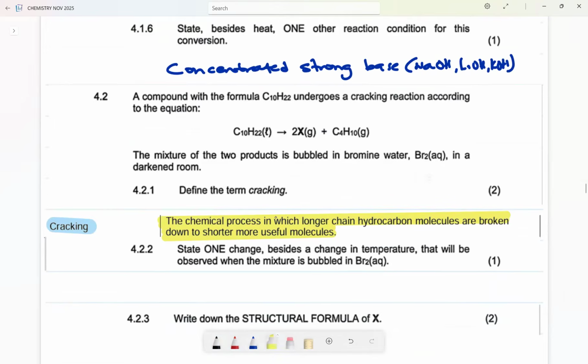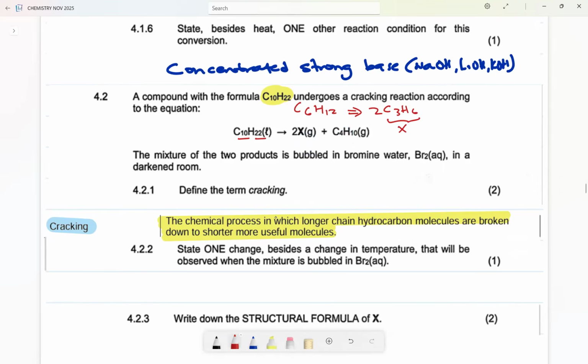Now, we move to 4.2. A compound with a formula C10H22 undergoes a cracking reaction according to the reaction like that. So we know now for us to balance this. If there are 10 here and 22, here we have 4. So it means for us to balance on this side, we will need 6 carbons, and how many hydrogens on this side? 12. Okay, but already there is a 2 as a factor here. So this can be written as 2. When we take 2 as a coefficient, it means it's going to be C3 and then H6. Okay, so X, it is this.